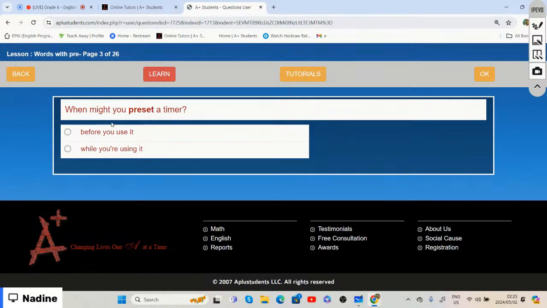When might you preset a timer? Preset a timer. Is it before you use it or while you're using it? So when might you preset a timer? Is it before you use it or while you're using it?